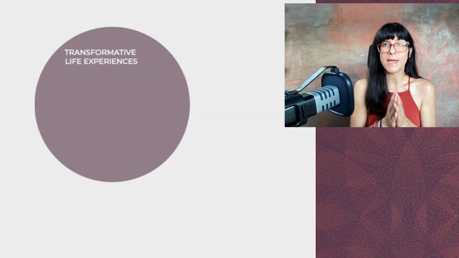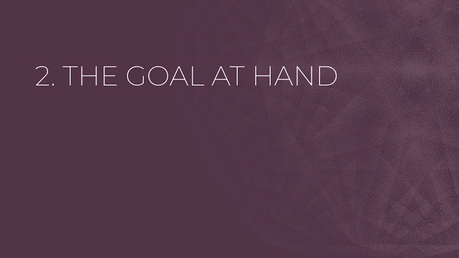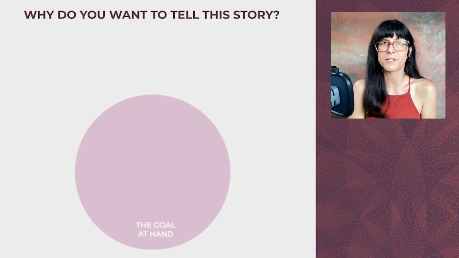All right, welcome back. Hope you've got one or a few things listed. You've now got the main ingredients of the story you want to tell. And next, we want to start filtering them. Let's look at the goal at hand. This is actually step 2. Why are you wanting to tell your story?